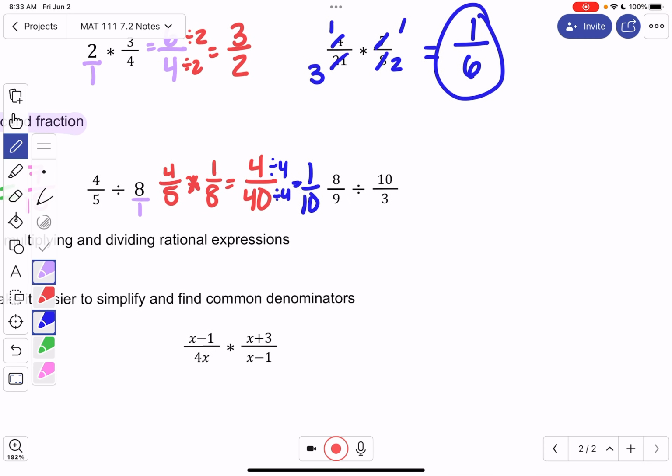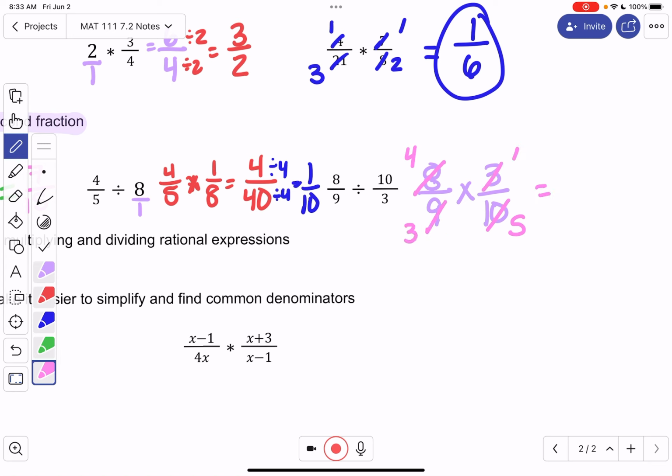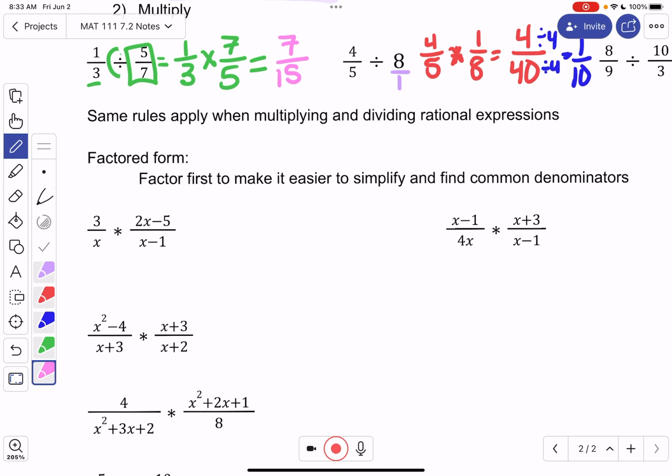Let's try one more. Keep the first fraction, change it to multiplication, flip the second fraction. If I wanted to reduce first, 8 is divisible by 2 and 10 is divisible by 2. 3 is divisible by 3 and 9 is divisible by 3. Then multiply across. 4 times 1 is 4. 3 times 5 is 15. We're left with 4/15.